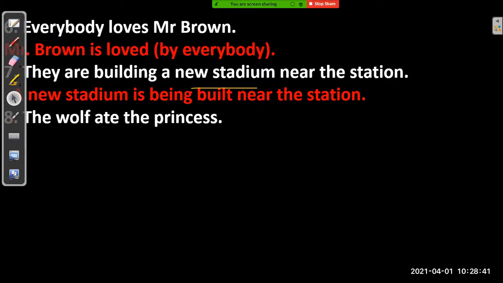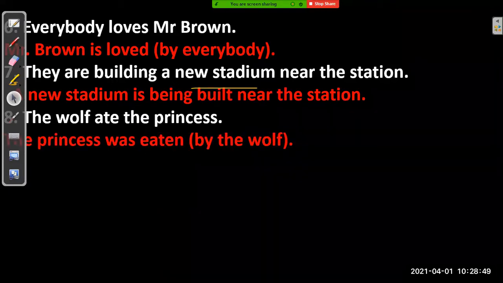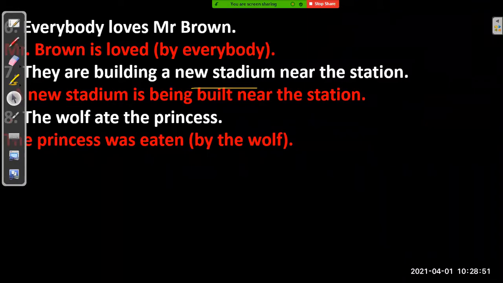Now, number 8. Guys. The wolf ate the princess. The princess was eaten. Was eaten by the wolf. No, 8 is a past tense verb, isn't it? It's in the past. So we need to use was. Number 9. Yes, Fadi.